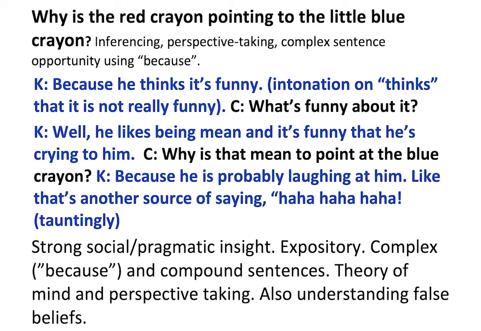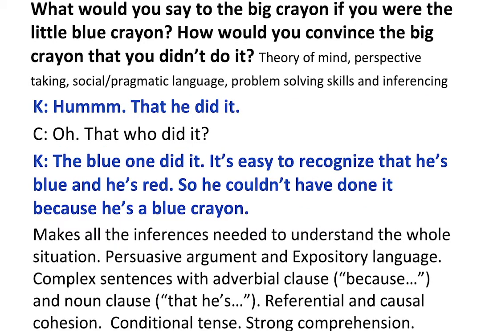Why is that mean, to point to the blue crayon? Because he's probably laughing at him. Okay, so he's got beautiful understanding of false beliefs. He's got perspective taking, theory of mind, complex sentences. And what would you say? How would you convince? And it said that he did it. The blue one did it. It's easy to recognize that he's blue and he's red. So he couldn't have done it because he's a blue crayon.